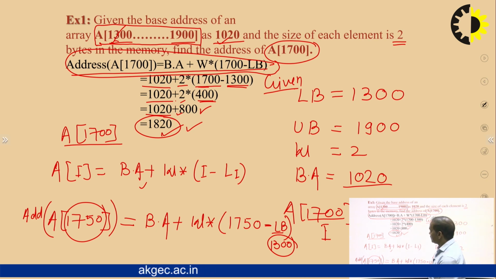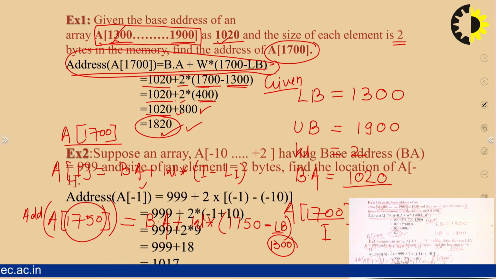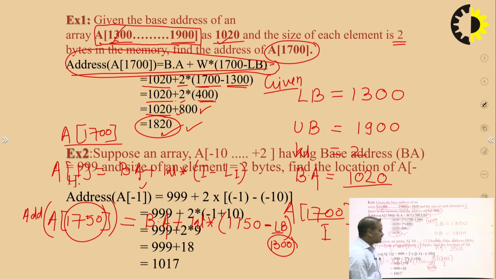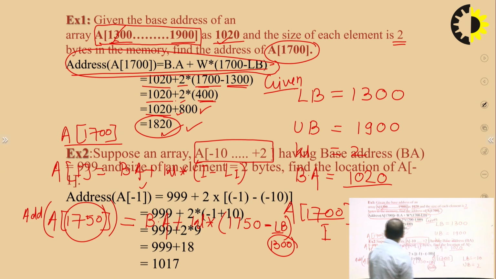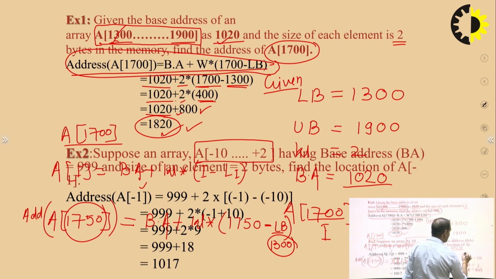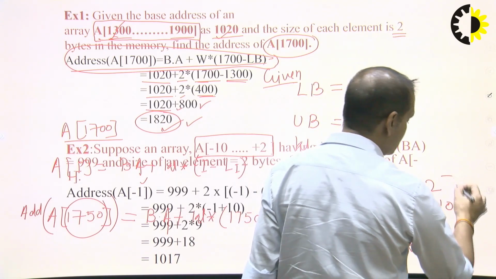Now, the next question is also on the same topic. Suppose we want to calculate, this is the second array with dimension A minus 10 dot dot dot 2 plus 2. Here the lower bound is minus 10, the upper bound is 2, and the base address of this array is BA, that is 999, and the value of W, the number of words per memory cell, is 2. In this question, this data is given.